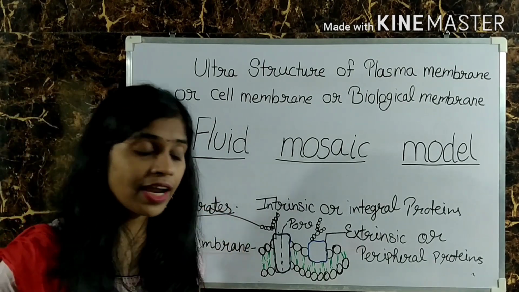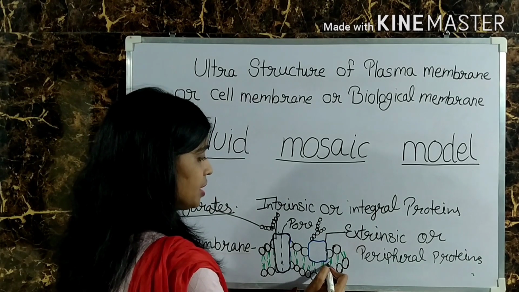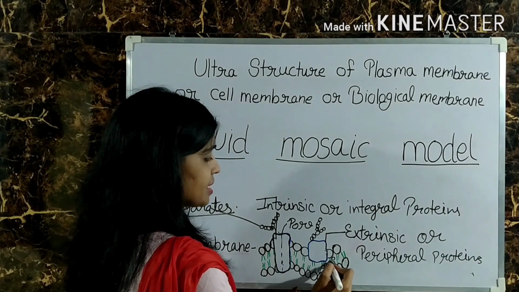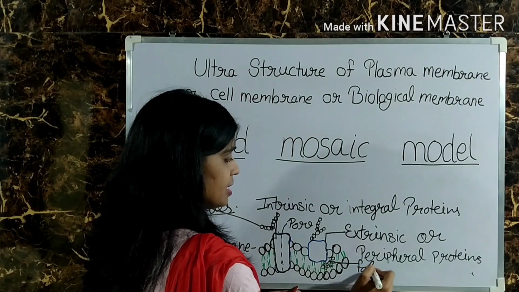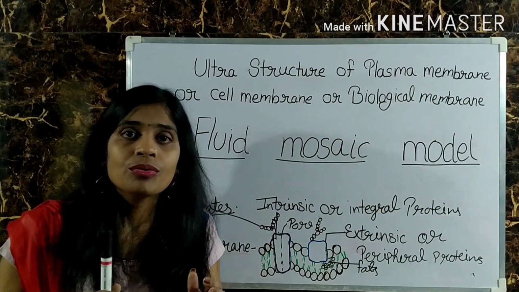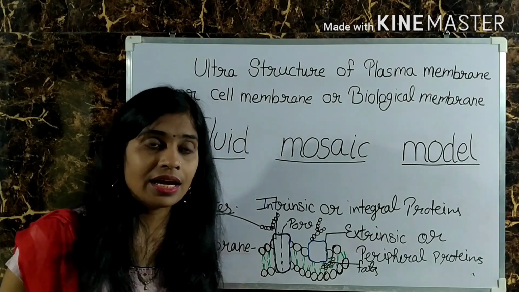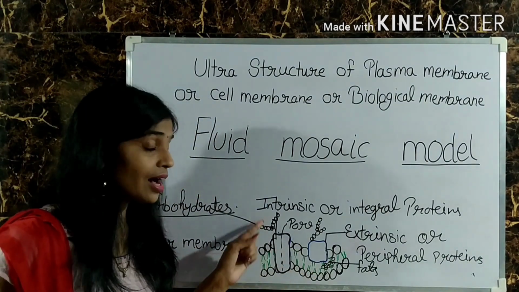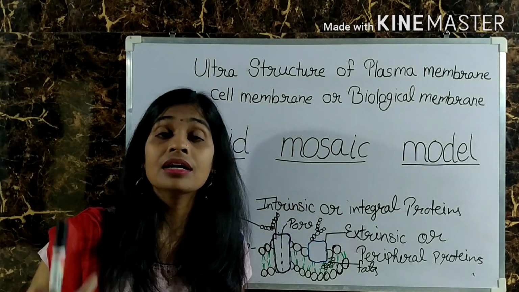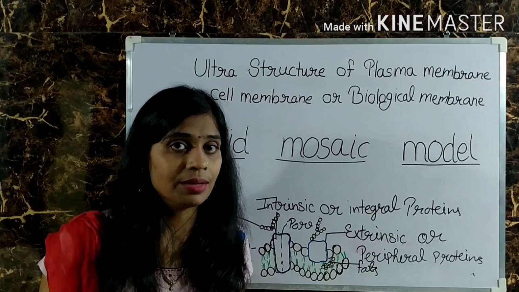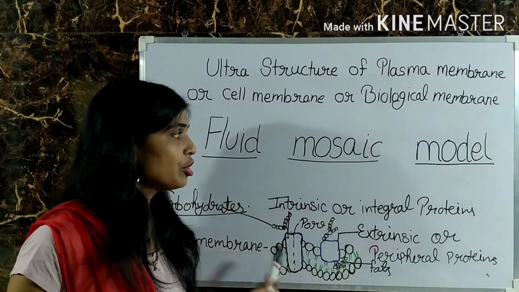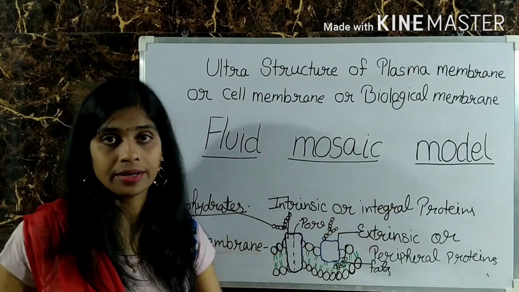The fats lie in between the phospholipid layers. So we can say that the proteins are like icebergs floating in a sea of lipids. So this is the detailed study of the fluid mosaic model.